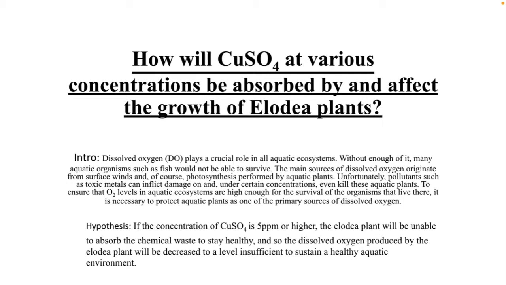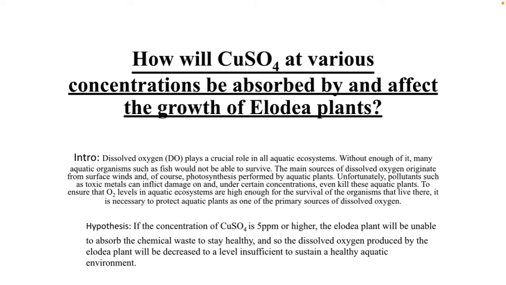Intro. Dissolved oxygen plays a crucial role in all aquatic ecosystems. Without enough of it, many aquatic organisms, such as fish, would not be able to survive. The main sources of dissolved oxygen originate from surface winds and, of course, photosynthesis performed by aquatic plants. Unfortunately, pollutants such as toxic metals can inflict damage on, and under certain concentrations, even kill these aquatic plants.